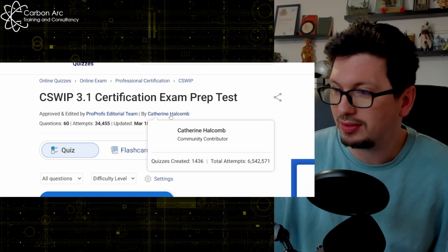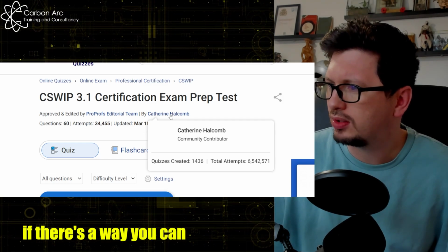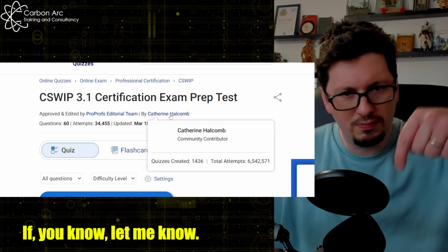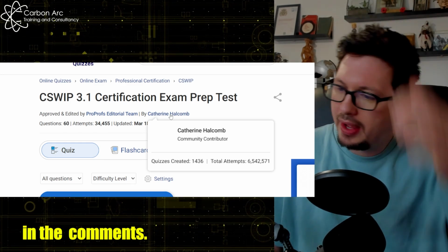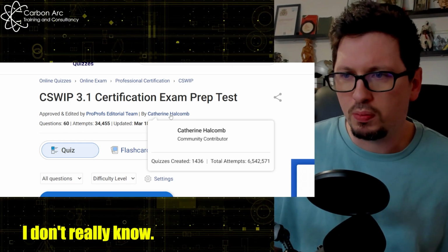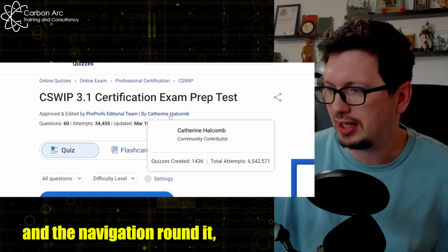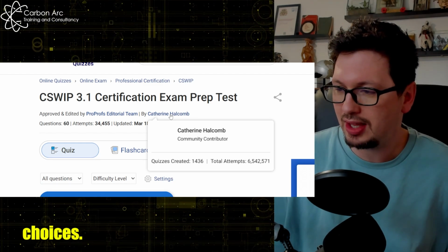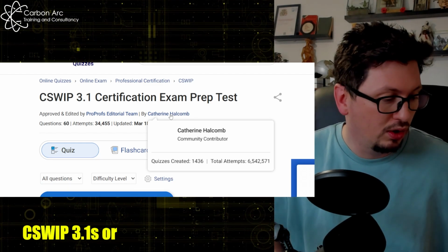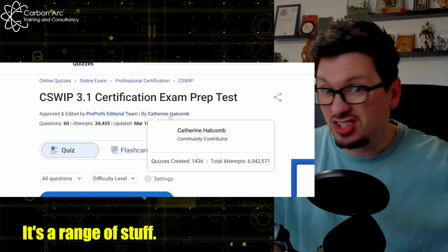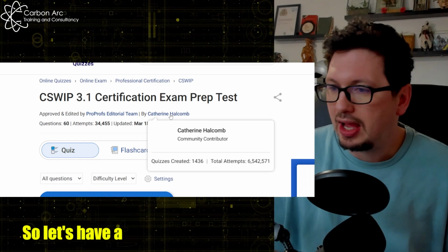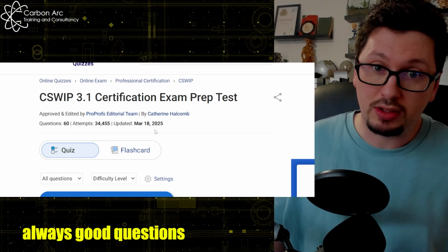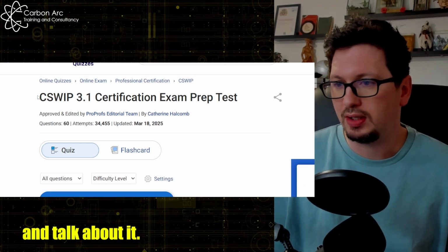1,436 multiple choice papers. I wonder if there's a way you can search by author on this. If you know, let me know in the comments below. I don't really know ProProfs quizzes that well and navigation around it, but 6.5 million attempts of these multi choices. Be interesting to see if there's any more CSWIP 3.1s or if it's a range of stuff. So let's have a look at this then. So yeah, thanks Catherine for uploading. Any questions are always good questions because we get to go through them and talk about it.